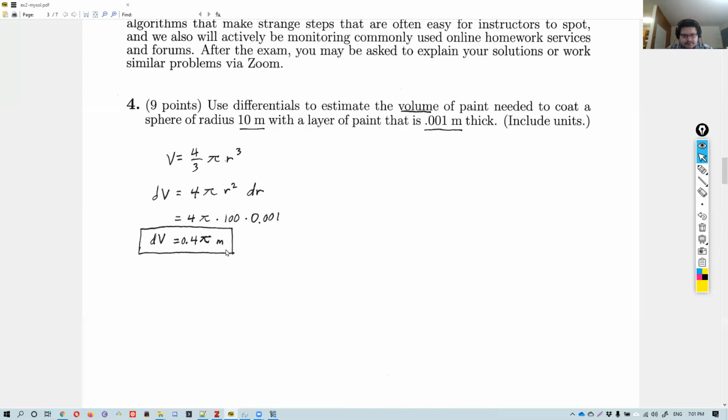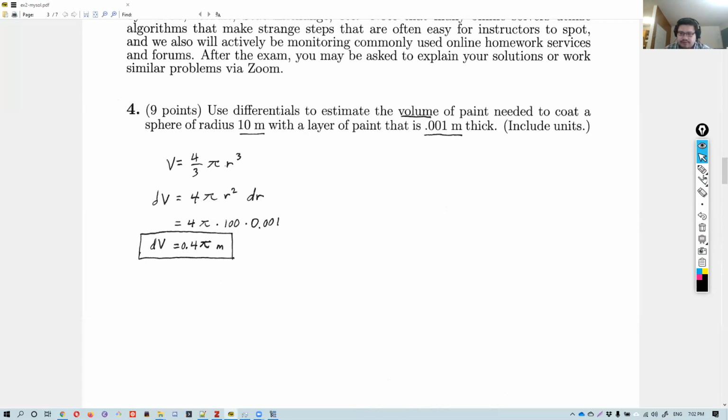And then lastly, you should put units. So 0.4 pi meters. It should be meters cubed, actually. Yeah, that's my bad. Meters cubed is what it's actually supposed to look like. So, yeah, it should look like that.